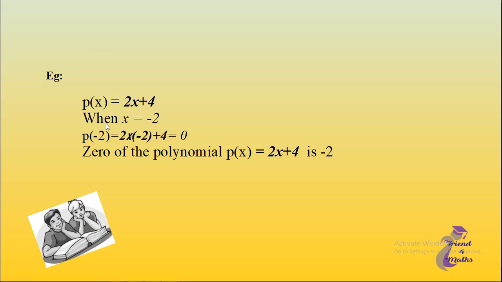We can go to the example. Here we have a linear polynomial p of x equals 2x plus 4, and now we are giving a value minus 2 to this variable x. That is, we can represent it as p of minus 2, and we are giving 2 into minus 2 plus 4, and we get the value of the polynomial p of x equals 2x plus 4, when x equals minus 2, the value is equal to 0. Then we can say that the 0 of the polynomial p of x equals 2x plus 4 is minus 2.